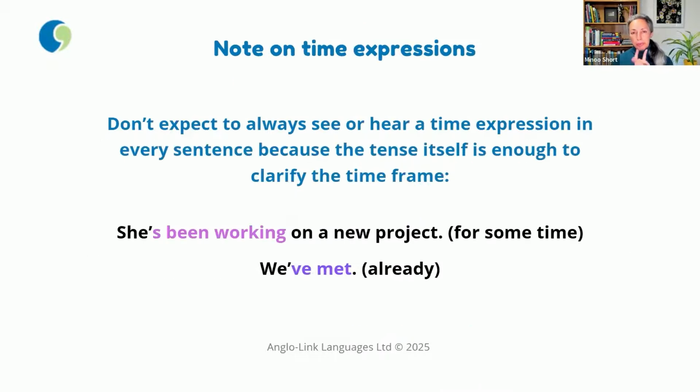Now, an important note on time expressions: don't expect to always see or hear a time expression in every sentence, because the tense itself is enough to clarify the time frame. So we may hear or say, she's been working on a new project. This implies for some time. We're using the present perfect continuous because we want to say for some time. Or we've met. You don't have to say already. Already is implied.